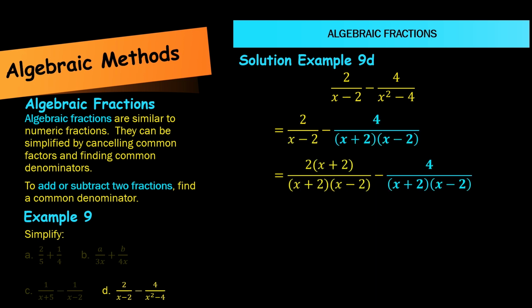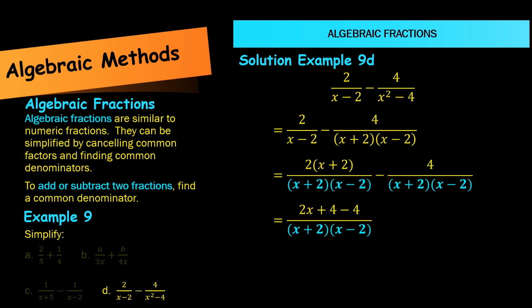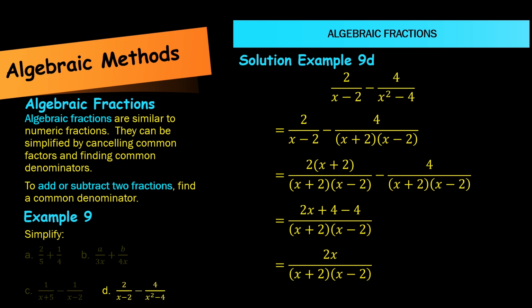Then we expand the brackets for the first fraction and then subtract 4 and put everything over the common denominator. And finally tidy up to give 2x over x plus 2 times x minus 2.